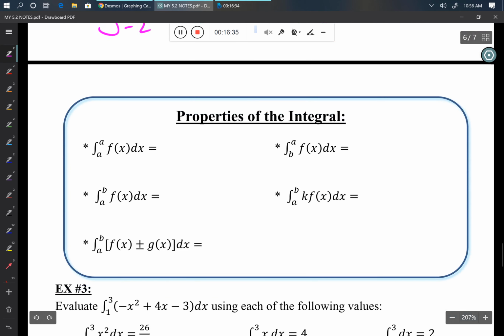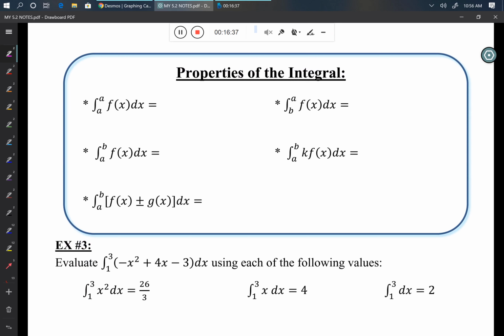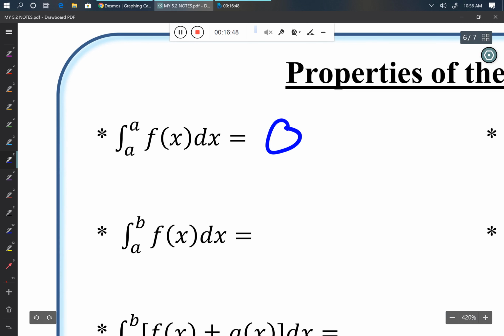Okay? All right, some properties of integrals. Let's take a look at the first one. The first one says the integral from a to a of f of x dx will always be equal to 0. And why will that be equal to 0?